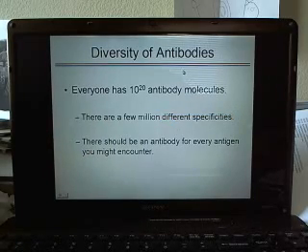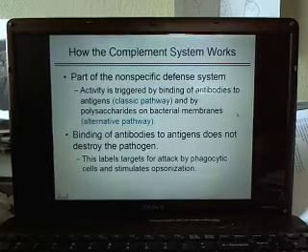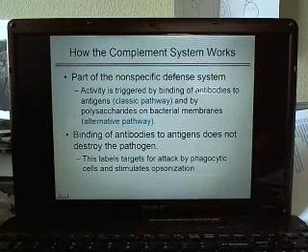You have a few trillion types of antibodies. They're not all genetically made. You have to be exposed to some of them. Complement, I'll let you look at. There's a few questions on it.